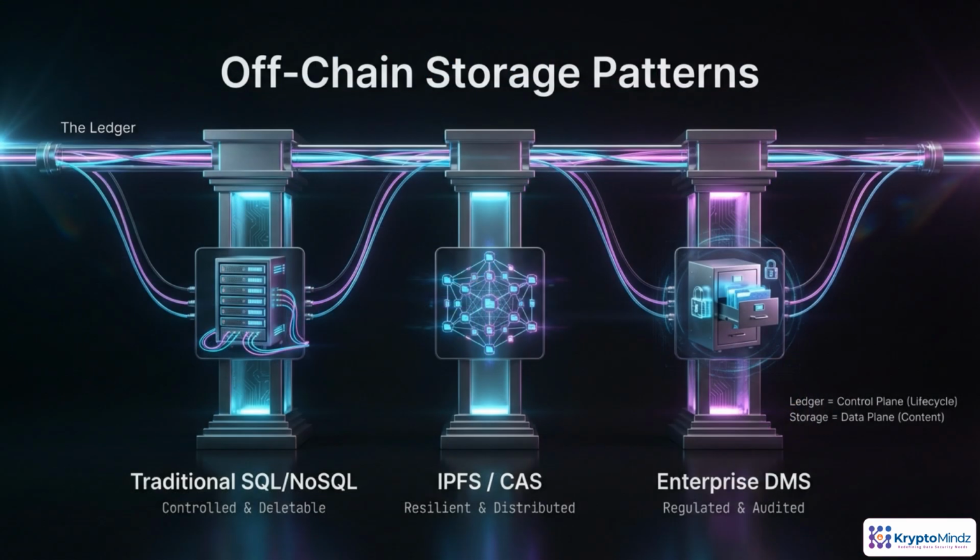When you think about off-chain storage, imagine the ledger as the control plane and these other systems as the data plane. Traditional SQL or NoSQL databases give you fine-grained access control, complex queries, and the ability to delete or correct data under regulatory pressure. Content-addressable systems like IPFS offer resilient, distributed storage with strong integrity guarantees, but weaker governance. Enterprise document management systems add records management, retention policies, and rich audit trails. In real solutions, you typically anchor hashes on-chain and combine these options to balance integrity, privacy, and compliance.